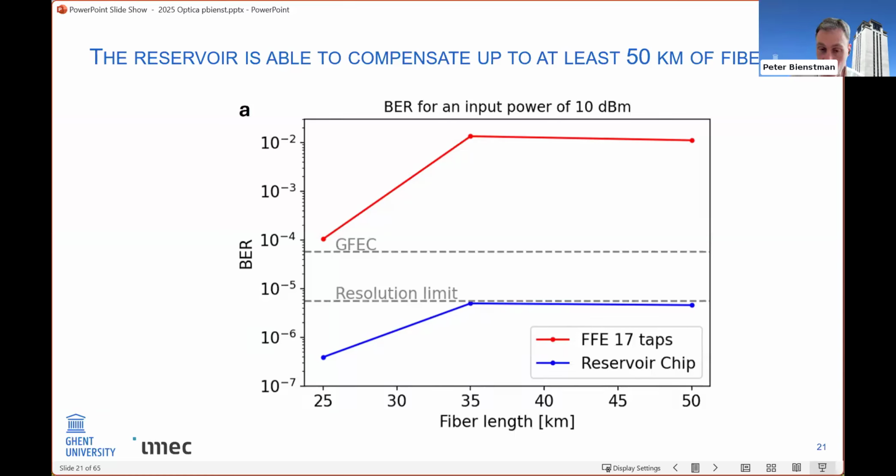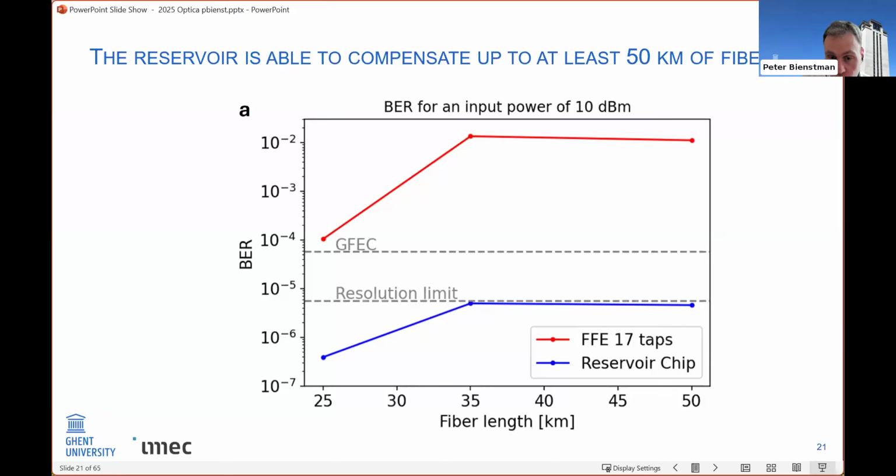Just to put this number in perspective, experimental results on the same chip but with an electronic feed-forward equalizer has a bit error rate which is orders of magnitude higher. This is, of course, a linear equalizer, so it's logical that it does not perform as well as our nonlinear reservoir equalizer. Of course, there's nothing that says that you cannot also do this nonlinear equalization in the electronic domain in this particular case. But of course, here what we're showing is that we can also do this at high speeds, real time, in the analog optical domain.